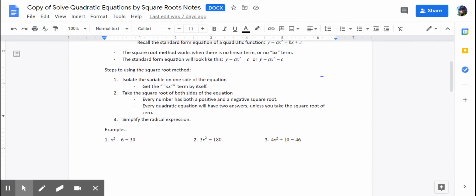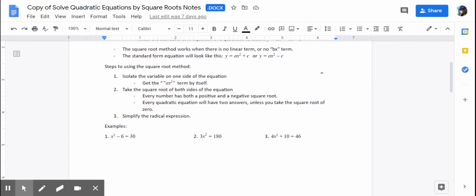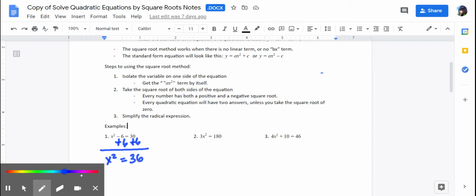So if I have the first problem, x squared minus 6 equals 30, I want to get the ax squared part of my equation by itself, so I'm going to do that by adding 6 to each side. When I add 6 to each side, I get x squared equals 36. Now we have to ask ourselves, how do we undo squaring a problem? The way that we undo squaring, just like the way we undid subtraction was to add, is we undo it by taking the square root. So I'm going to take the square root of each side.